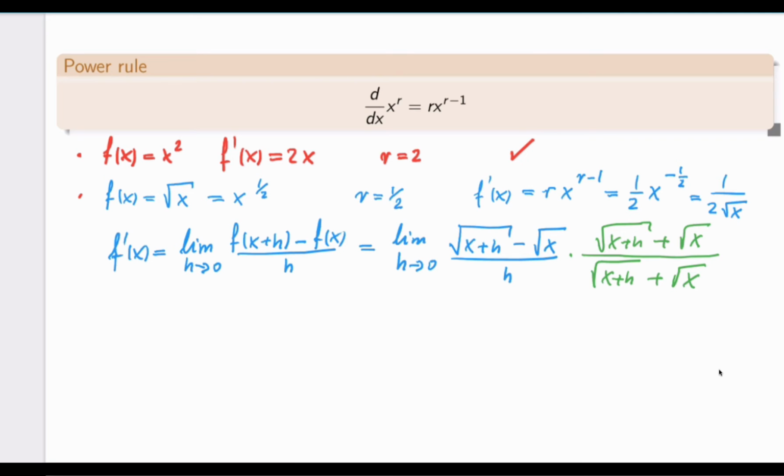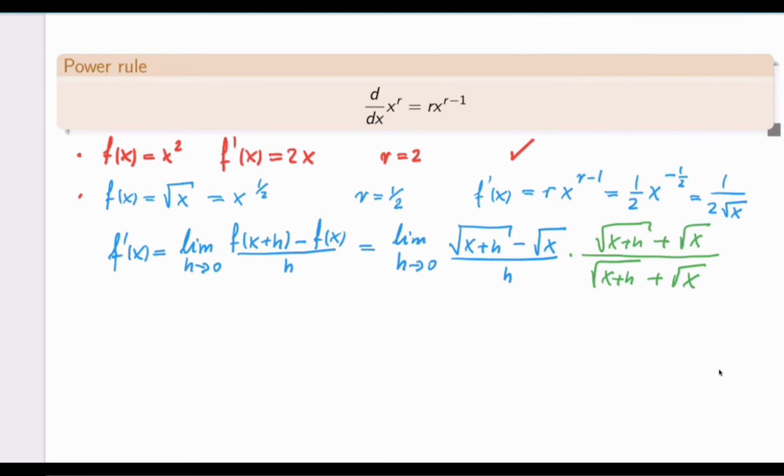So I do this. First of all, the green expression in itself is 1, right? It is just 1 written in a fancy way, so really nothing happened. But if I multiply the green expression to the numerator on the left, then I have basically a minus b times a plus b, which is a squared minus b squared, and it gets rid of the roots.